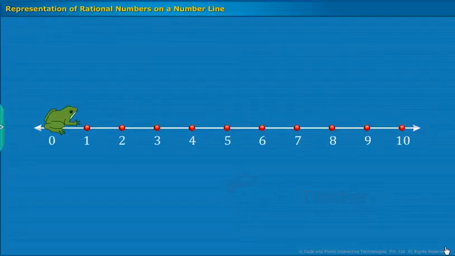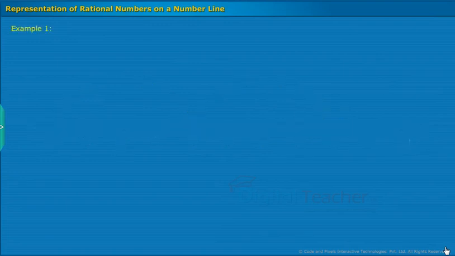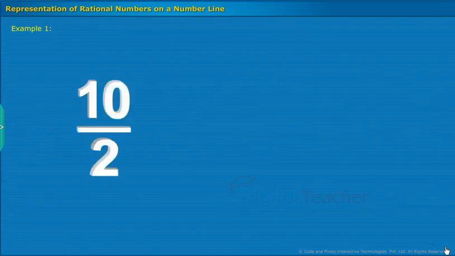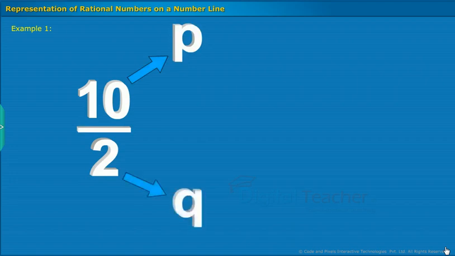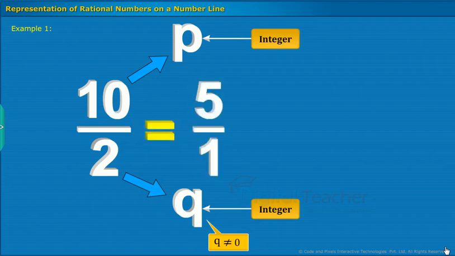Now, let us learn about representation of a rational number on a number line. For example, let us consider the number 10/2. Here p is equal to 10 and q is equal to 2, where p and q are integers and q not equal to 0. Here the number 10 by 2 can also be represented as 5 by 1.